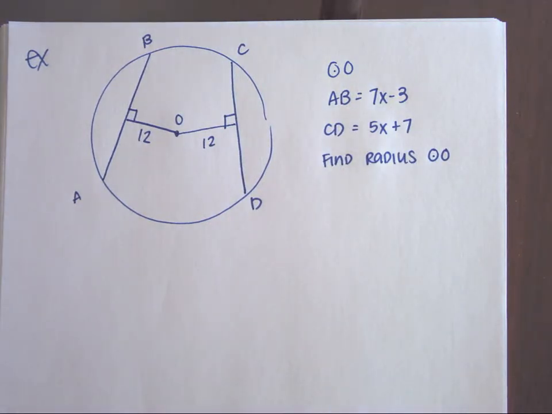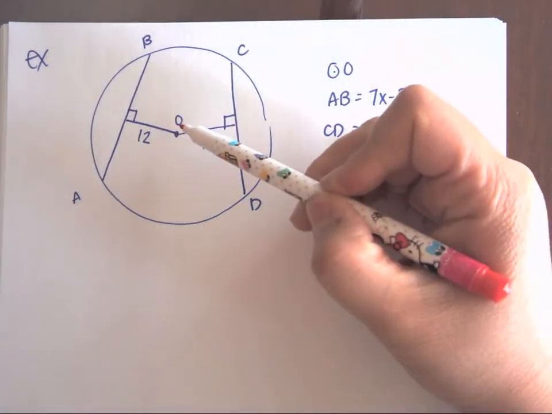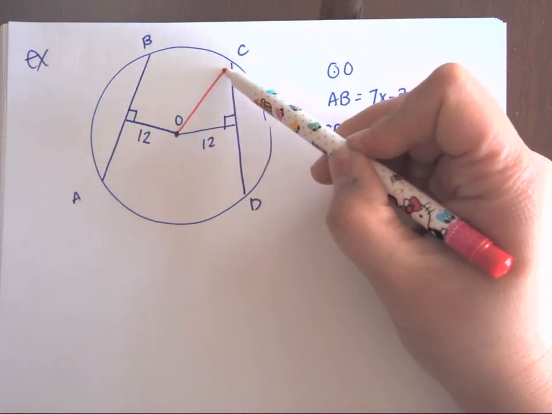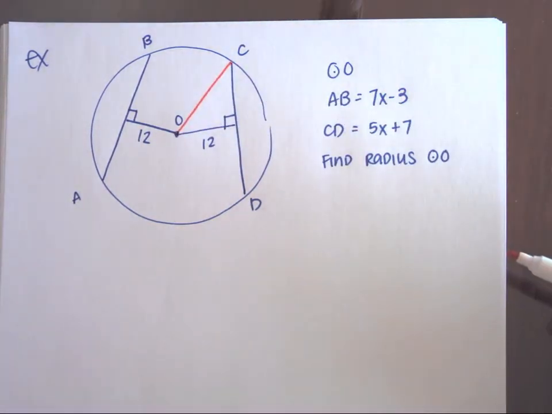So we want to find the radius. There are many options on where we can draw in the radius, but there are only like 4 places that would be the most helpful for us, and that would be drawing a radius to the endpoint of the chord, because then we just create a right triangle.